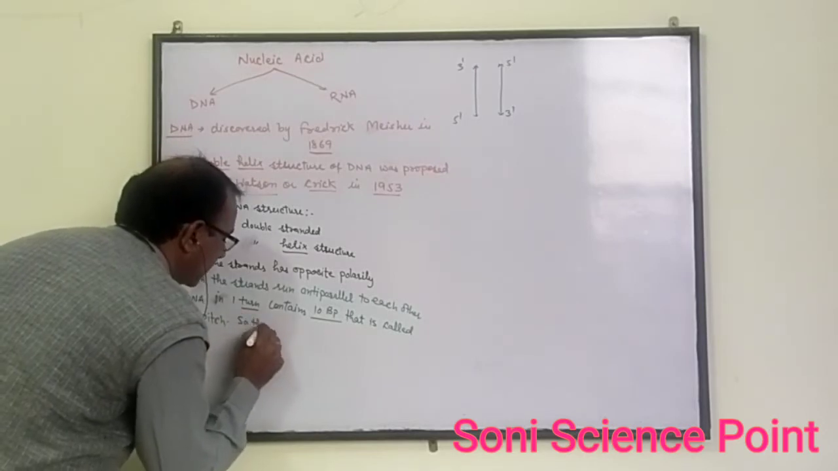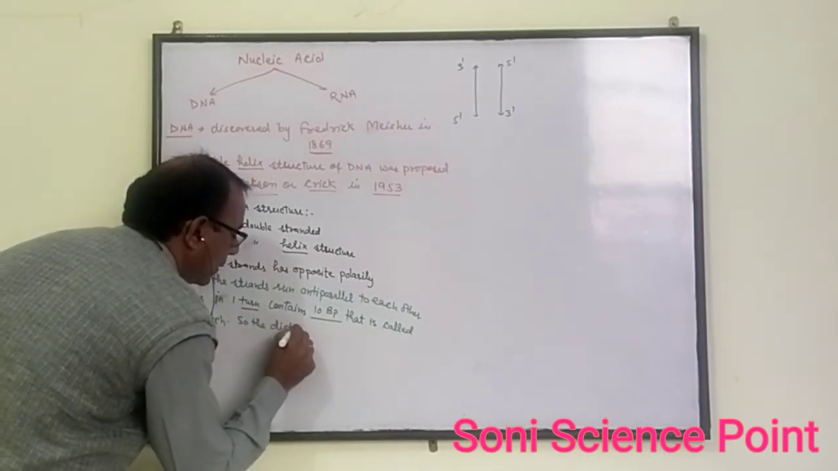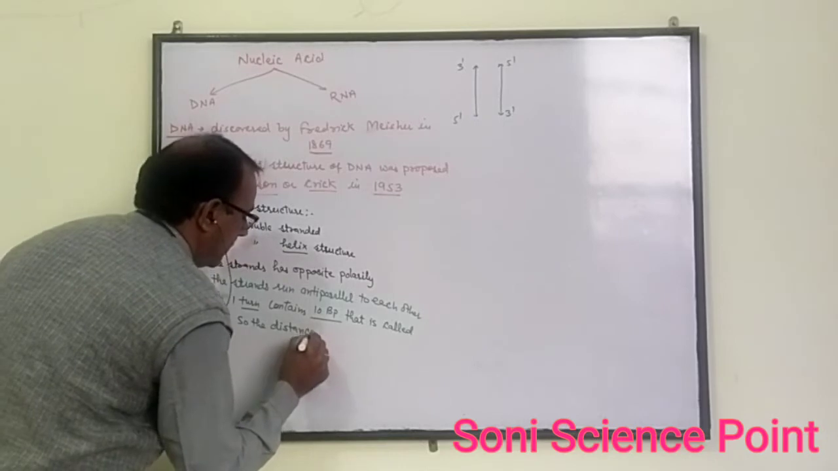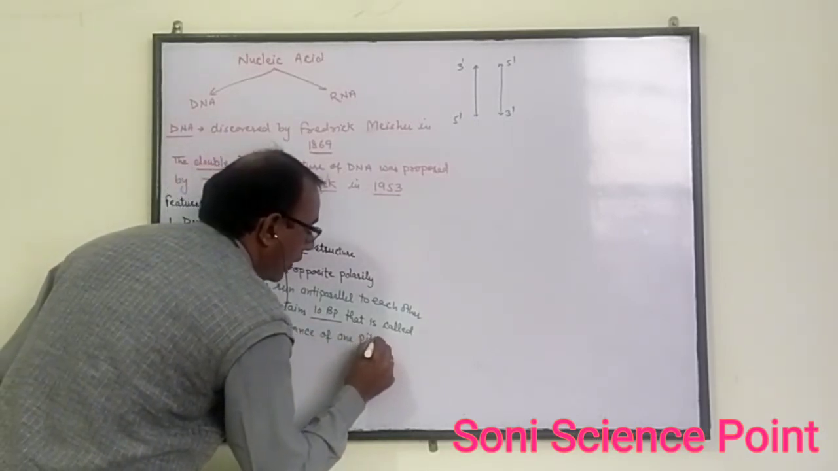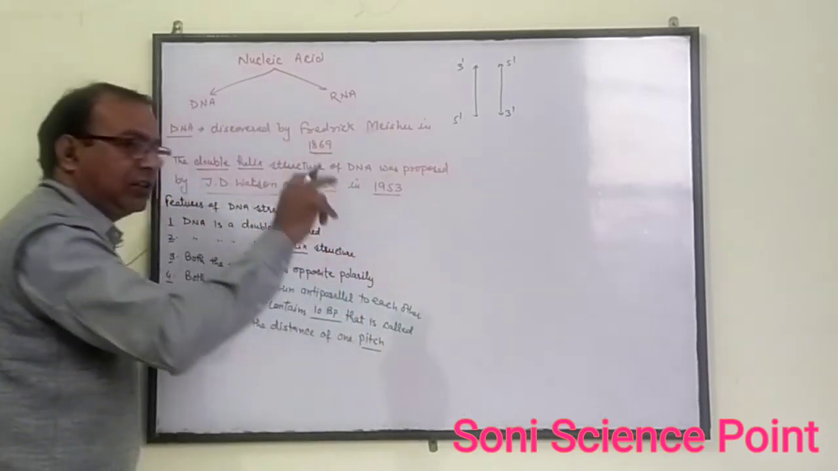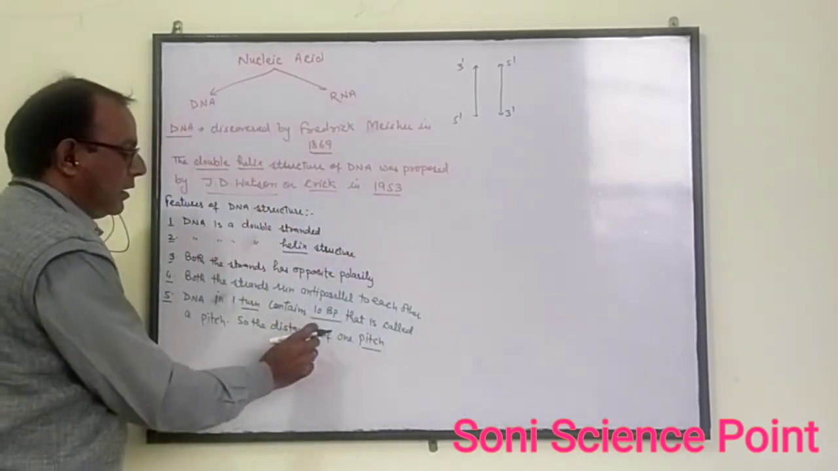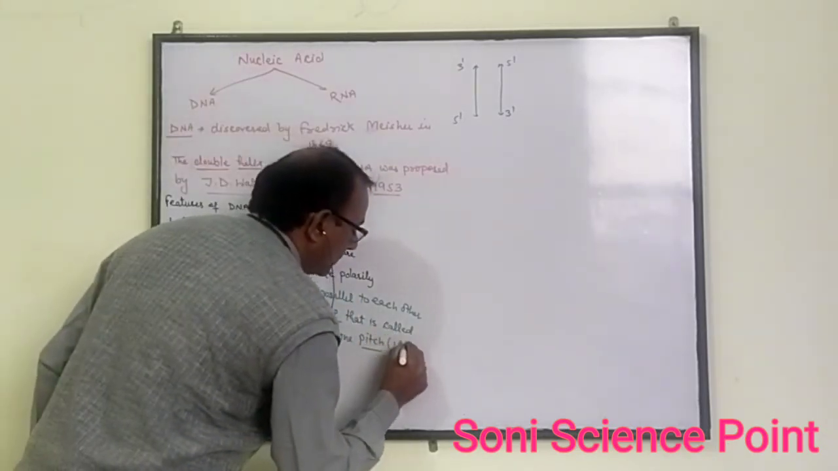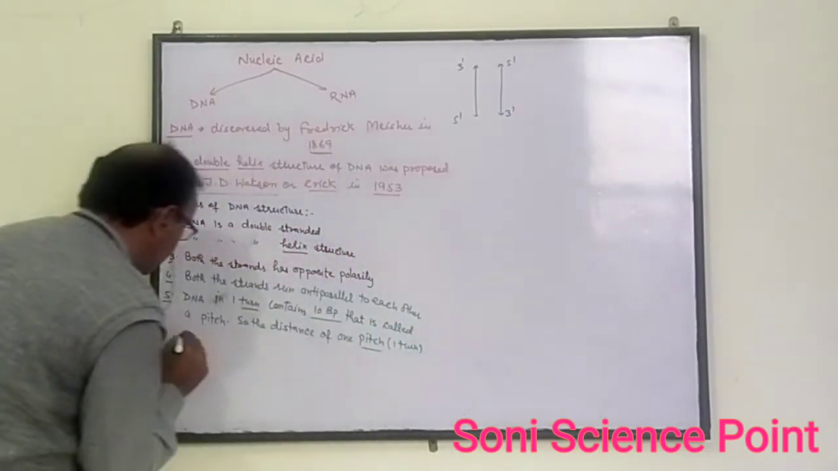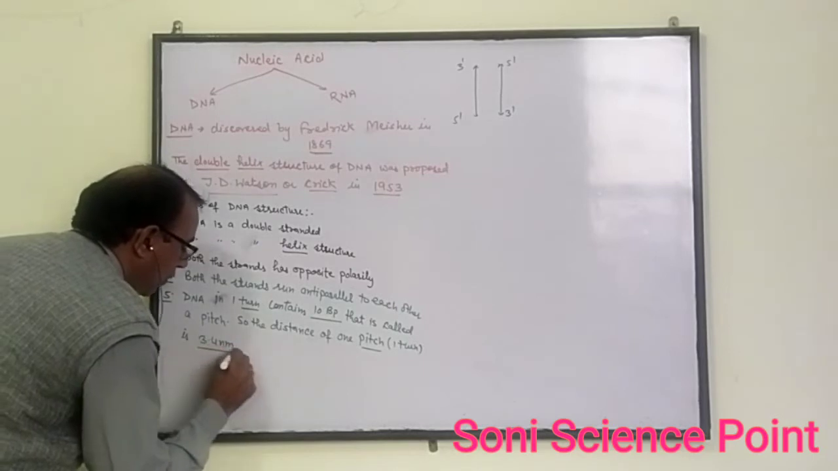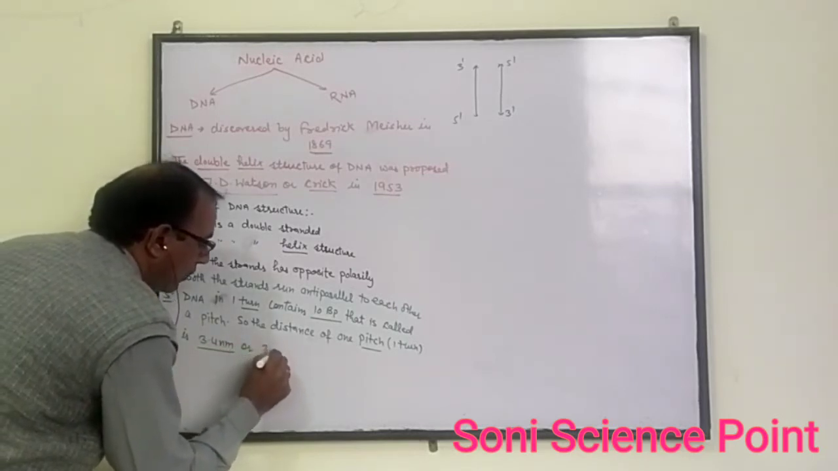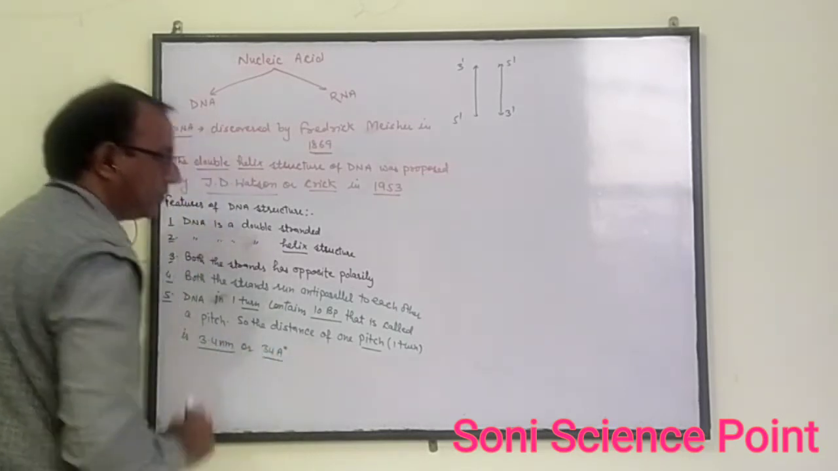So, the distance of one pitch, one turn that completes in a 360-degree angle, one pitch or one turn is 3.4 nanometer or 34 angstrom.